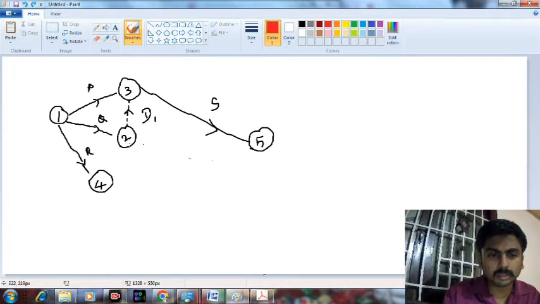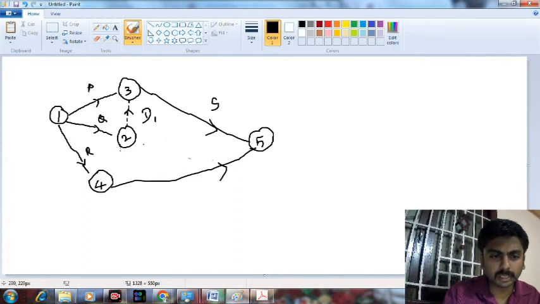Then again let us draw T. So R is the predecessor of T, whereas we are having one more activity.